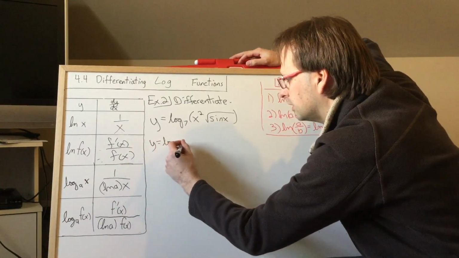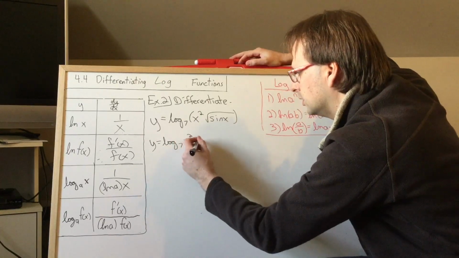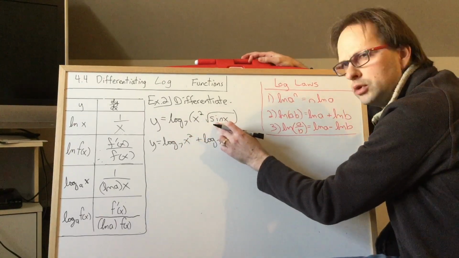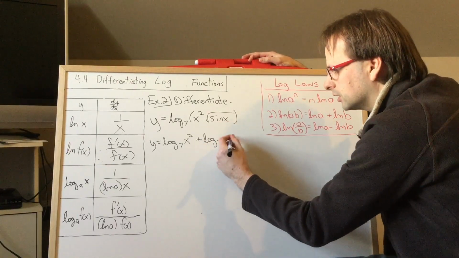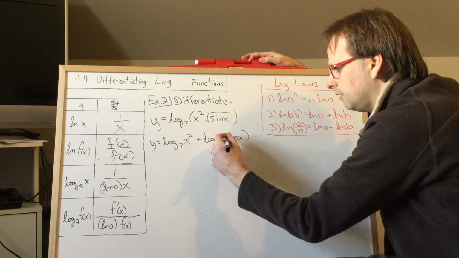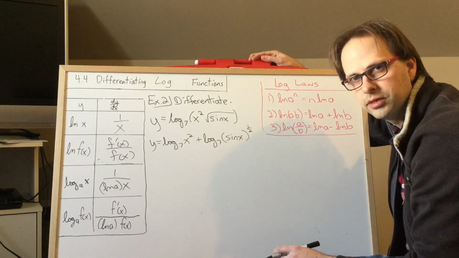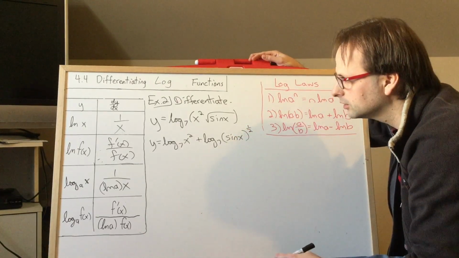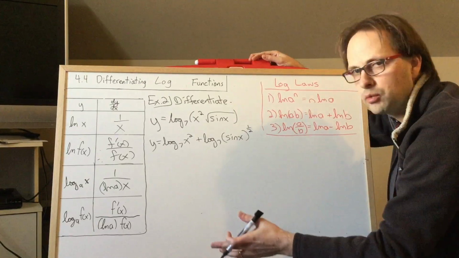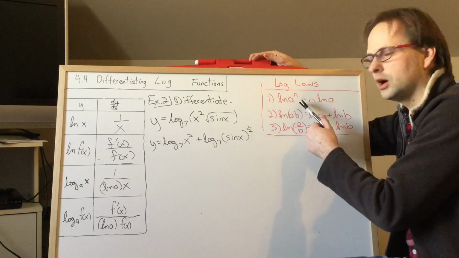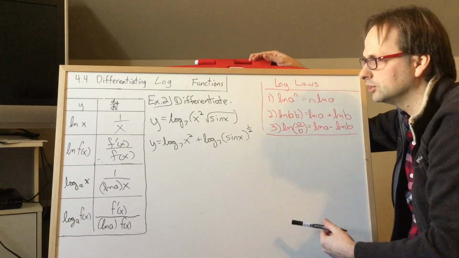This is log base 7 of x squared plus log base 7 of the square root of sine x. I'm going to call that sine x to the half because it's easier to deal with in a differentiation context. And now we could sing our way through the rest of the derivative. Or we could use some more log laws, and that would be easier.